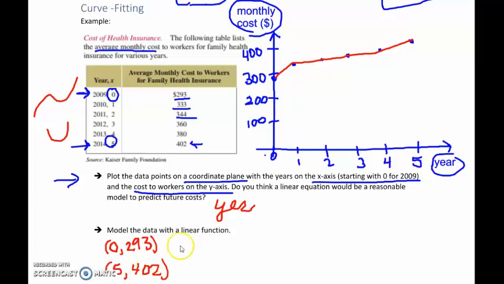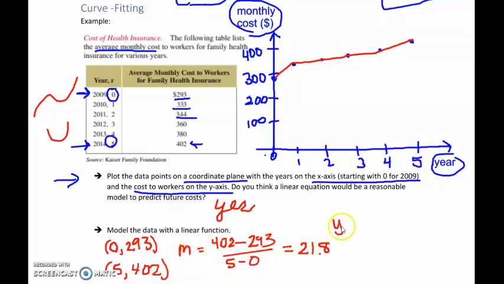I'm going to go kind of quickly since we've done it. First, I'm going to calculate the slope. So on the top, we take 402 minus 293, and then we divide by 5 minus 0, or just 5. If you do this, make sure that you do that subtraction on top before you divide by 5. So you either need to use parentheses or hit equal before you divide by 5. I get 21.8, so that's my m.